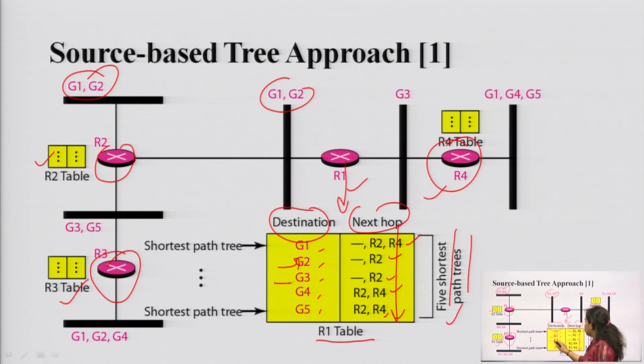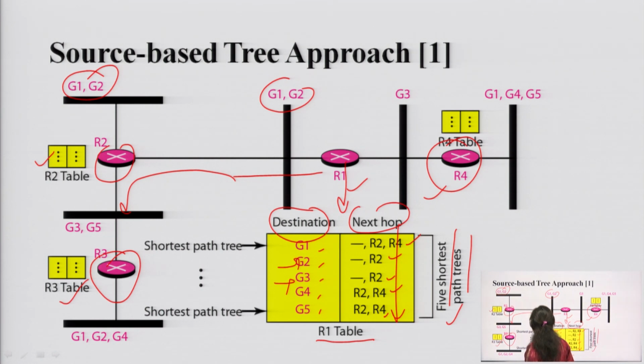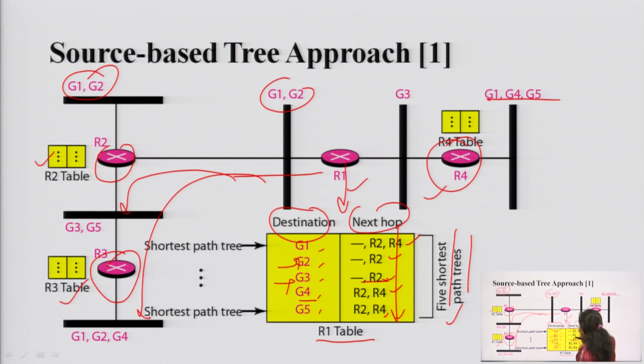If this packet has to be delivered to G3, from R1 to G3, then it has to follow R2 only. If the packet has to be delivered to G4, the path which has to be followed is R2 or R4. It can follow this one or this one, because G4 is available at both the points.